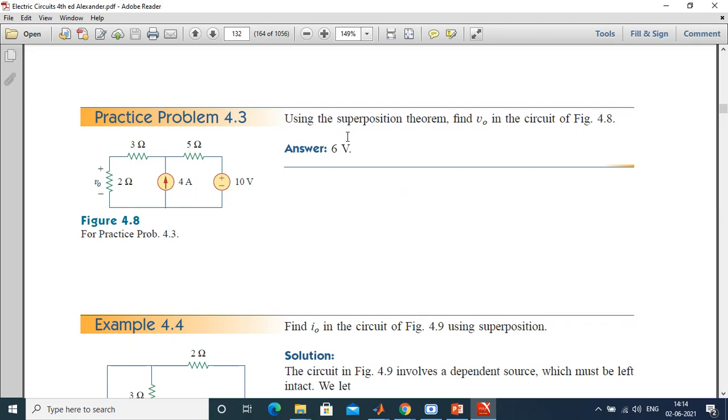So what do you mean? All of you know the statement of the superposition theorem: in any linear bilateral network, the response in any element is equal to the algebraic sum of the responses caused by each individual source acting alone, while the remaining sources are replaced by their internal impedance. Here no internal impedance is given, so we can replace the voltage source with a short circuit and the current source with an open circuit. Now I need to simulate this circuit.